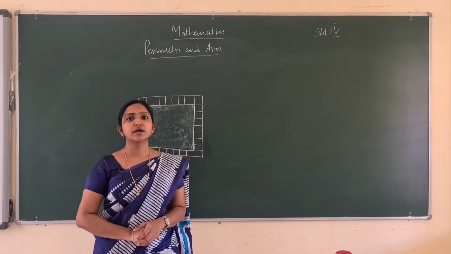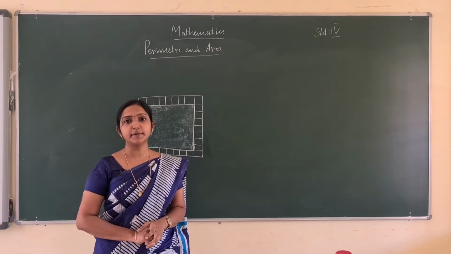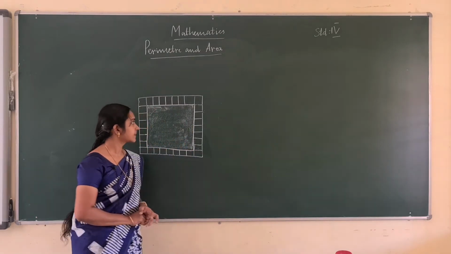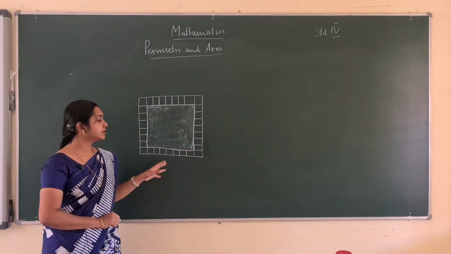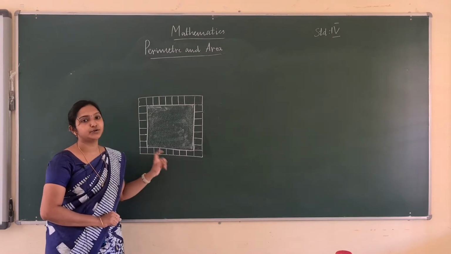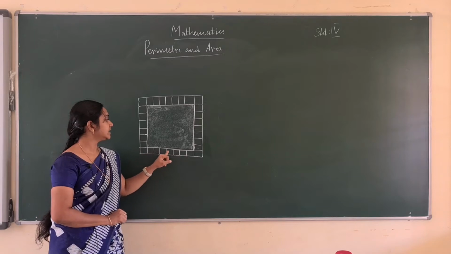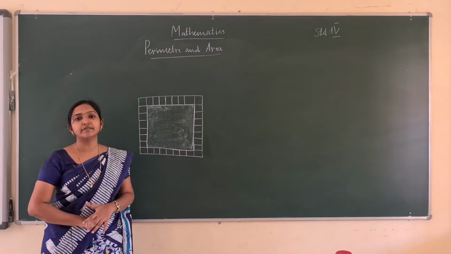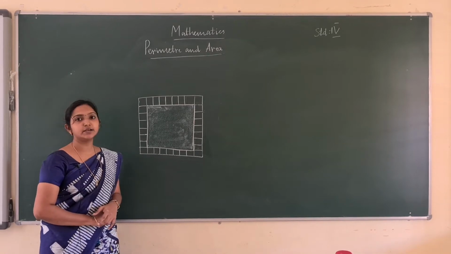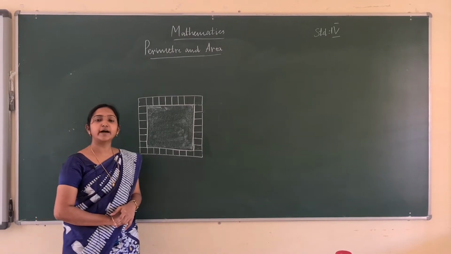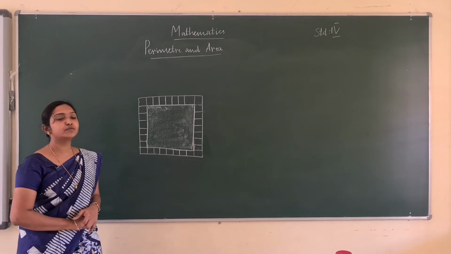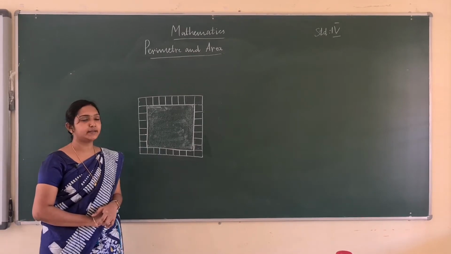We can use a square grid to find the perimeter of regular or irregular shapes. In the square grid, all the squares will be of side 1 unit. Each side in the square grid will have a side of 1 unit. We can approximately use this square grid to find perimeter or area. But in today's class we are going to learn how to use the square grid to find the perimeter.